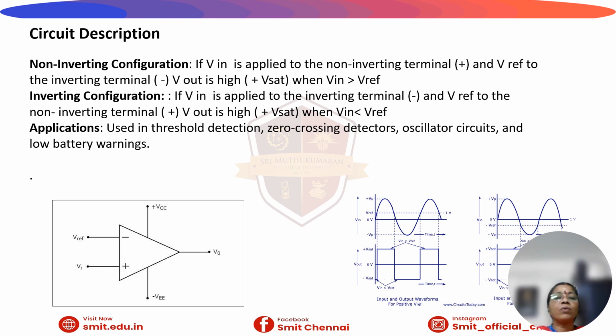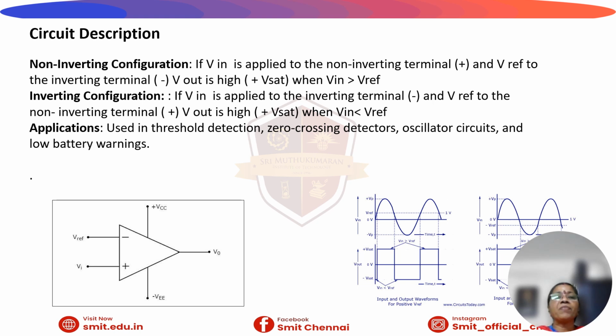V reference is given to minus and Vin is given to plus, and Vout is taken from the output of the op-amp. So when you observe the waveform, the input is a sine wave. When the input is greater than the V reference, the output is plus Vsat. When the input is less than V reference, the output is negative, that is minus Vsat. Thus, it alternately switches between plus Vsat and minus Vsat, generating a square waveform.